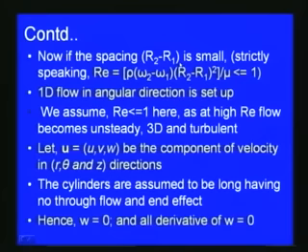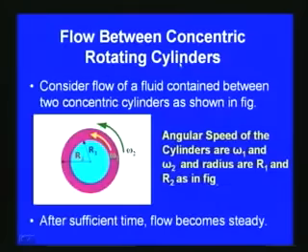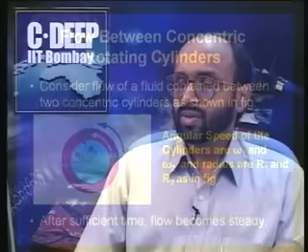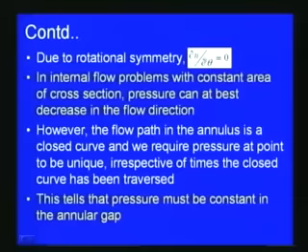Now, due to the rotational symmetry, as you can see in the previous slide that there is symmetry with respect to the rotation, we can write del u by del theta is equal to 0. In internal flow problems with a constant area of cross section, pressure can at best decrease in the flow direction.